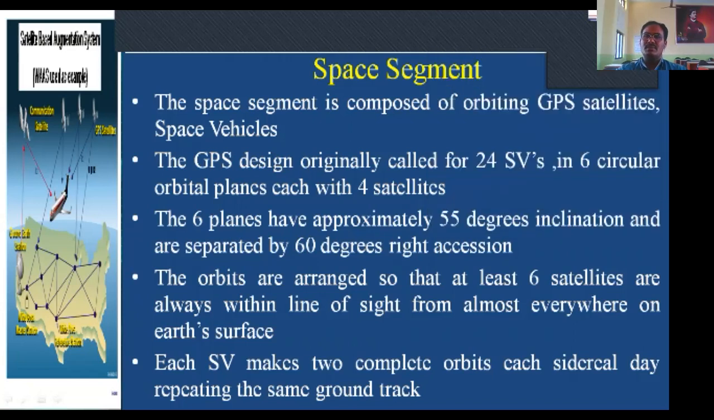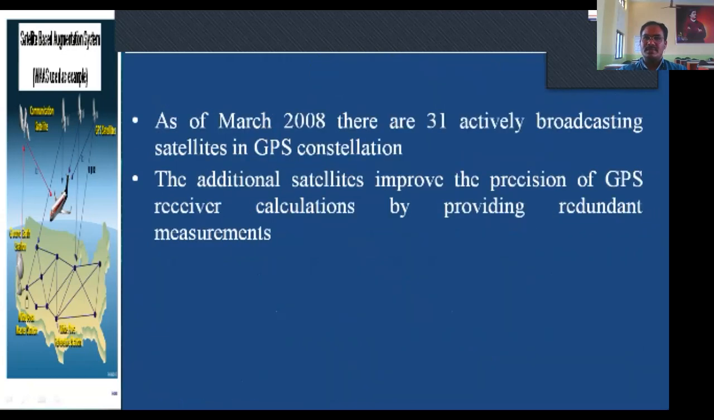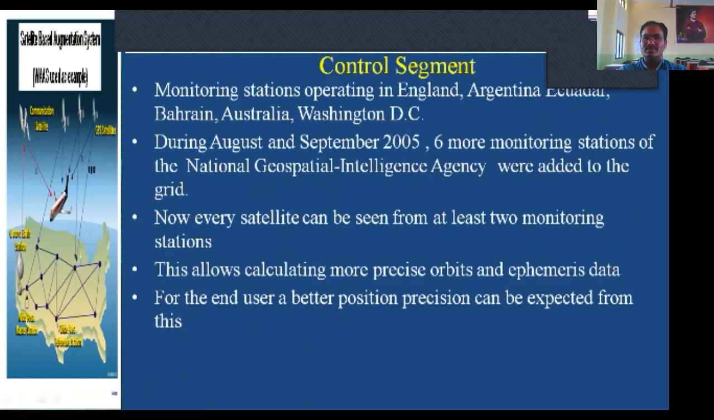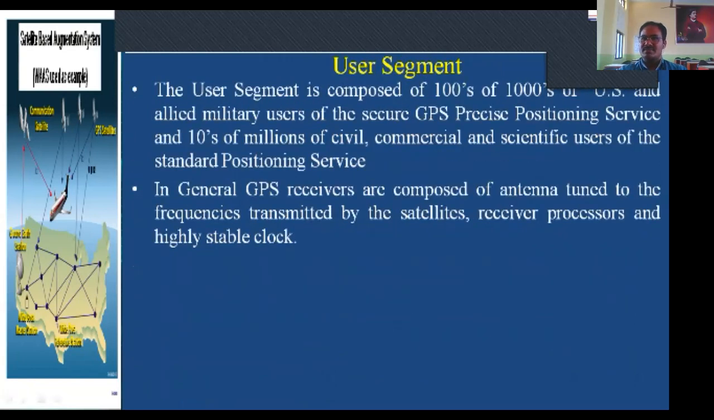Okay. So this is all about the space segment and control segment. And finally, we have the user segment. So user segment is nothing but all the users, whoever uses the navigation services from the GPS. So this is composed of some hundreds of thousands of US and allied military users. So it is majorly for the military purposes of the Department of Defense of USA. Some hundreds of thousands of US and allied military users of the secure GPS position service.